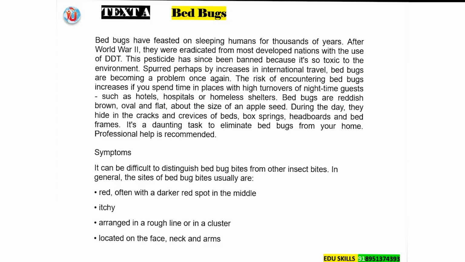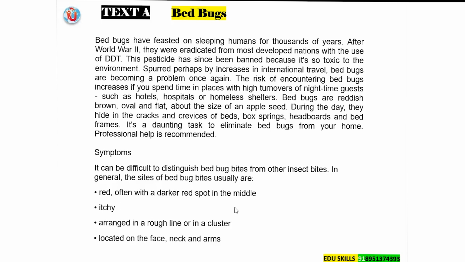Spurred perhaps by increases in international travel, bedbugs are becoming a problem once again. The risk of encountering bedbugs increases if you spend time in places with high turnovers of nighttime guests, such as hotels, hospitals, or homeless shelters. You can highlight hotels, hospitals, and homeless shelters. These are the places mentioned. Bedbugs are reddish brown, oval, and flat, about the size of an apple seed. During the day, they hide in the cracks and crevices of beds, box springs, headboards, and bed frames. It's a daunting task to eliminate bedbugs from your home. Professional help is recommended.